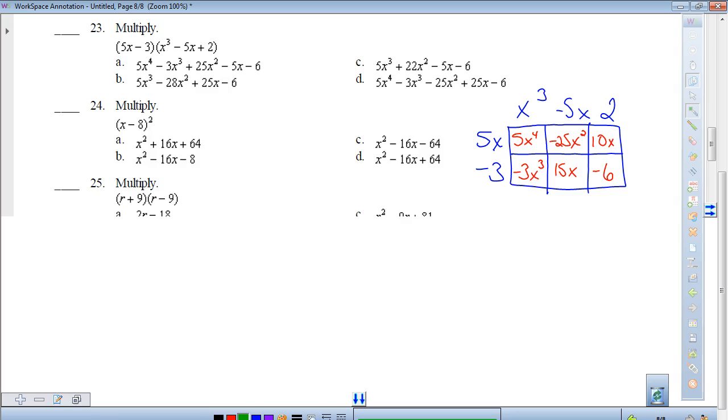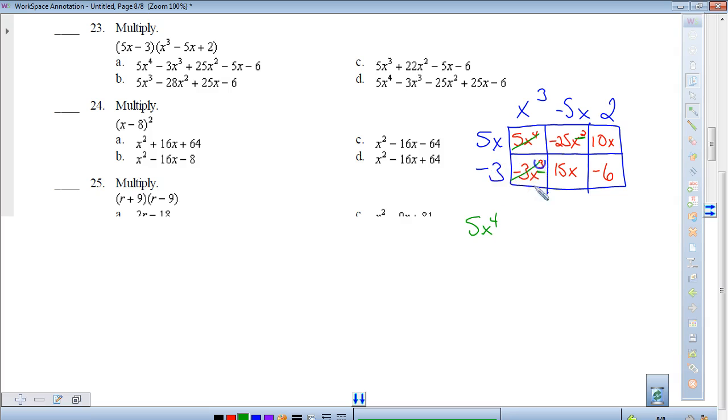Now be very, very careful here. I know on most of the examples we did, our like terms showed up in diagonals. They don't always. Sometimes they don't show up in the diagonals, and sometimes what does show up here is not like terms. Take a look at this. We have x cubed and x squared. Those are not like terms. We cannot combine them. So we can write 5x to the fourth.